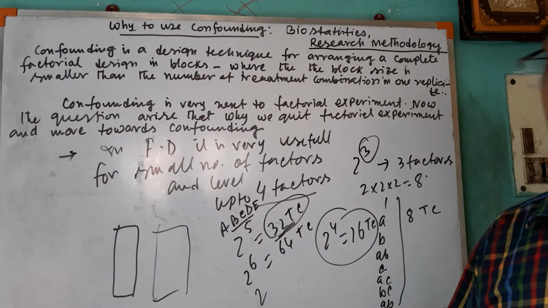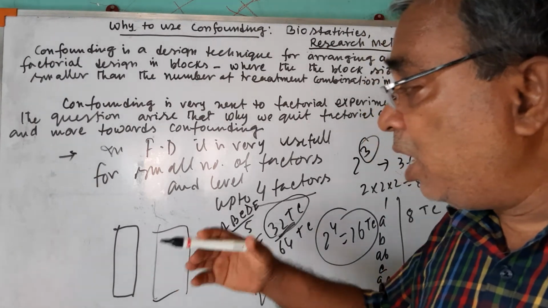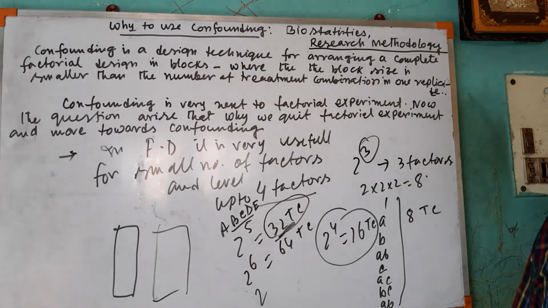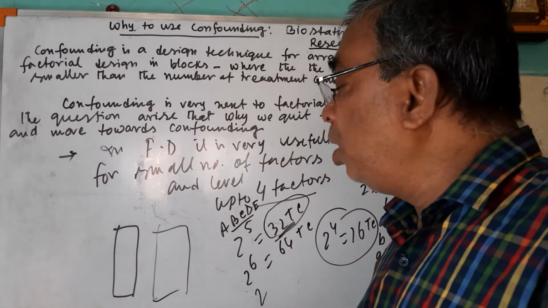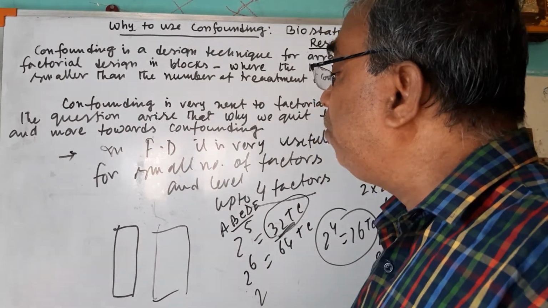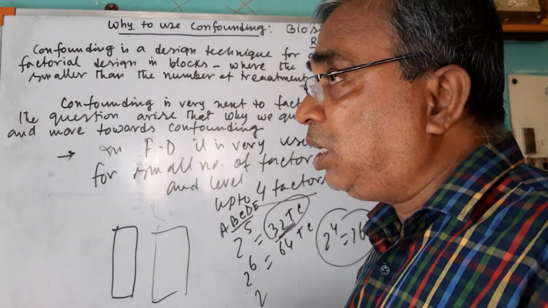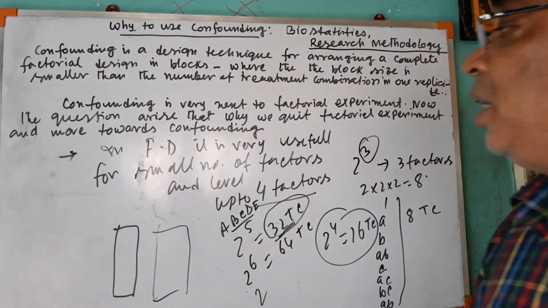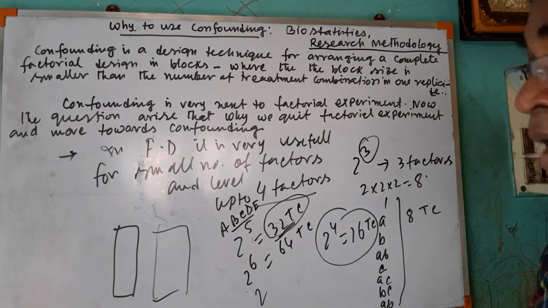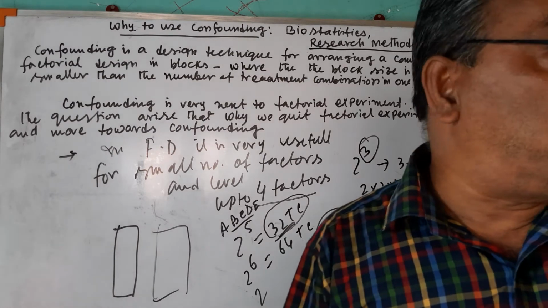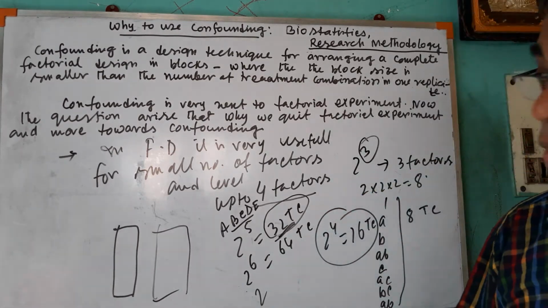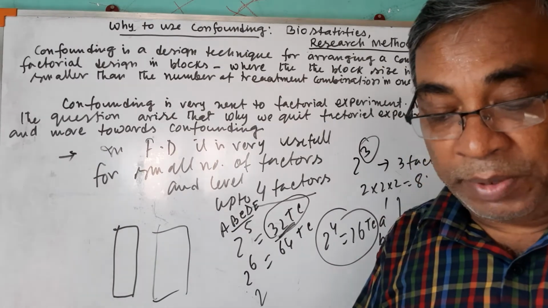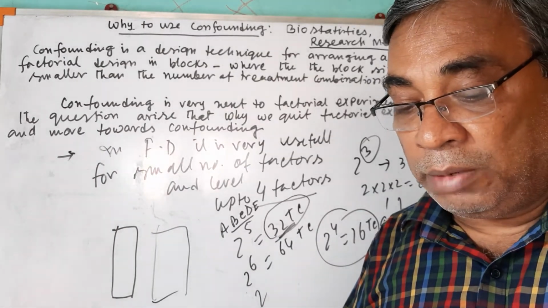So we break the large block. That means 16 blocks again divided into small blocks. For breaking into small blocks, that is, treatment combinations into 3 or 4 blocks, then I will get a good result. The experimental result will be good.